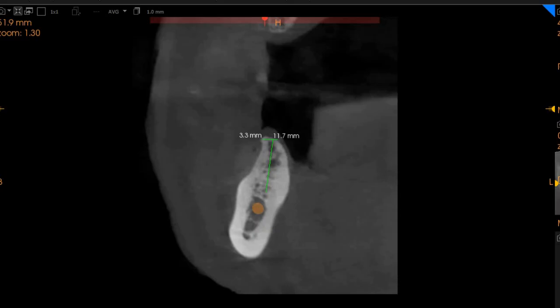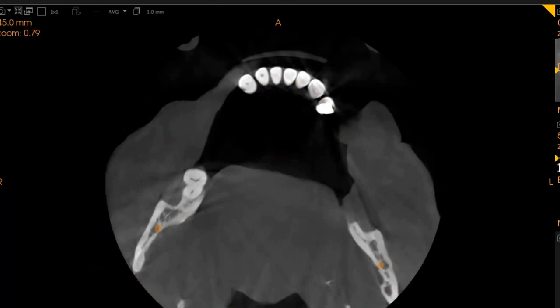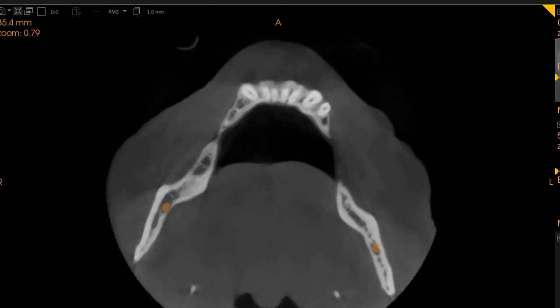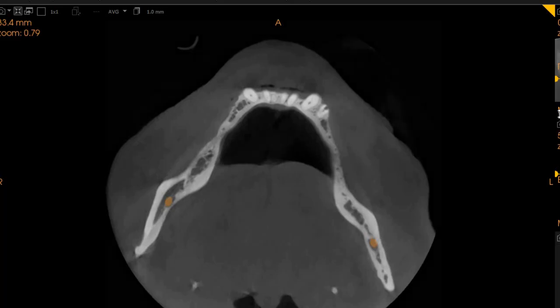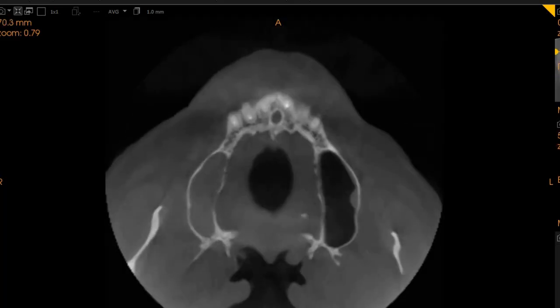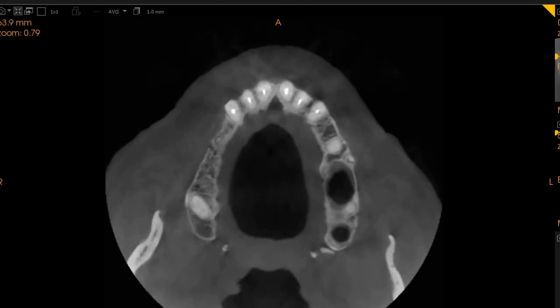So generally speaking, if we look at the axial view as well, implant placement is going to be extremely difficult, especially due to the fact that we've got an extremely thin ridge. This is how thin the ridge is typically at the mandible, and this is the ridge of the maxilla, extremely thin and not suitable for implant placement.